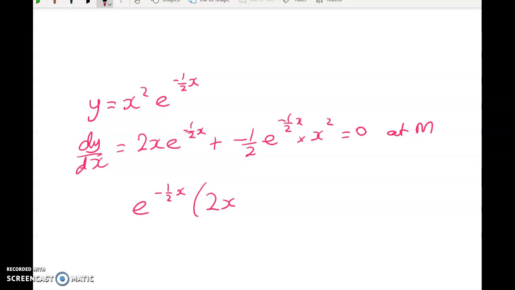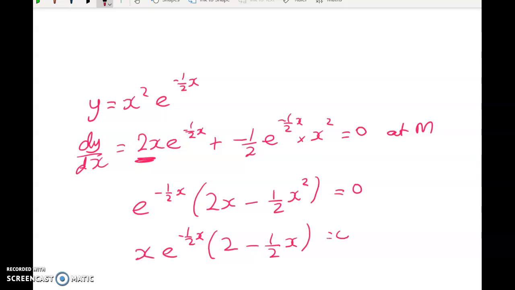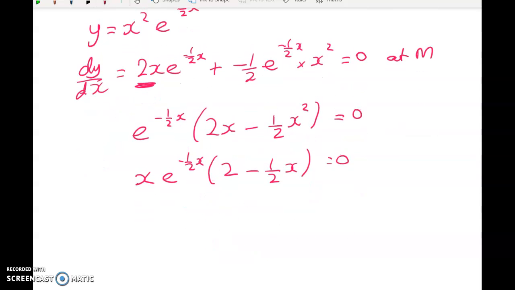So e to the negative 1/2 x times 2x here, minus 1/2 x squared, is equal to 0. And now I'm going to factorise this out. And of course you could do that in one step. So we've got 2 minus 1/2 x is equal to 0. So we know that at m we've got x greater than 0. So we're solving 2 minus 1/2 x is equal to 0.